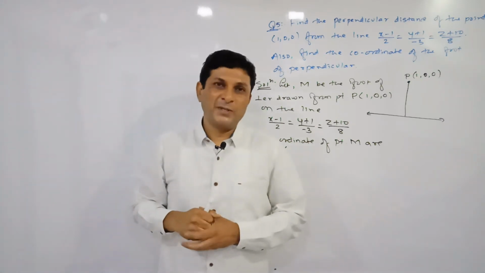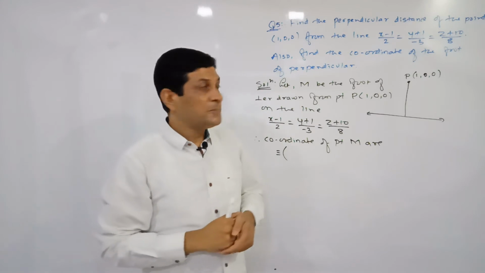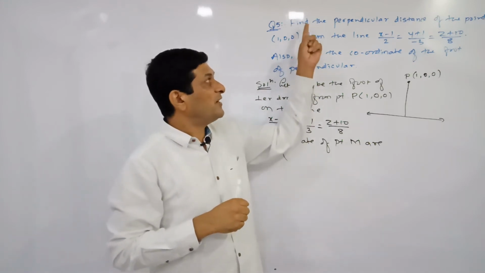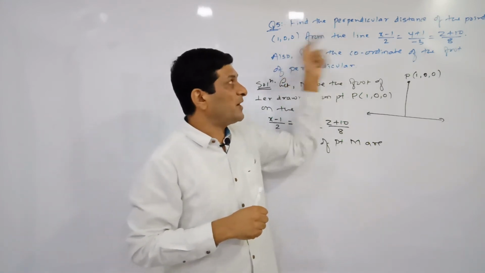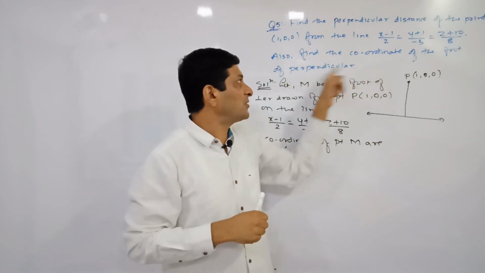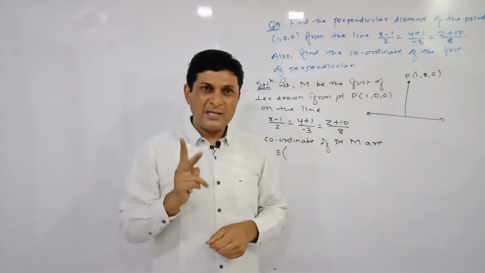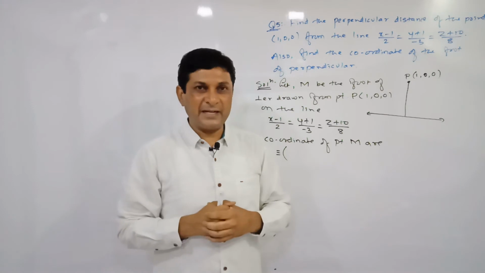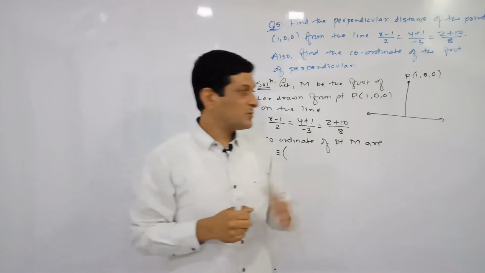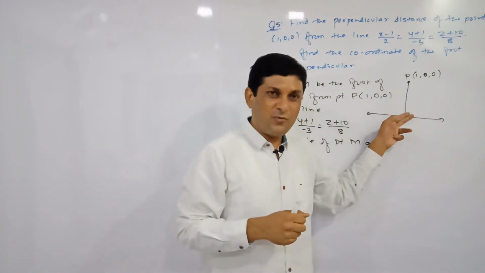Now let us try to solve the next example, question number 5. In this question, we have to find out the perpendicular distance of this point from this line and also find the coordinate of the foot of perpendicular. Same method we have applied in the second example. In the second example also we have seen how to find out the coordinate of the foot of perpendicular.